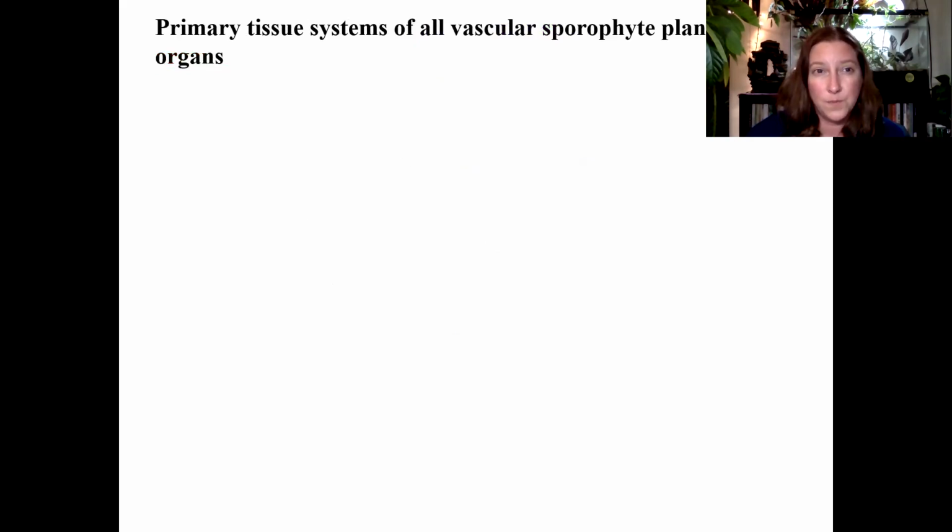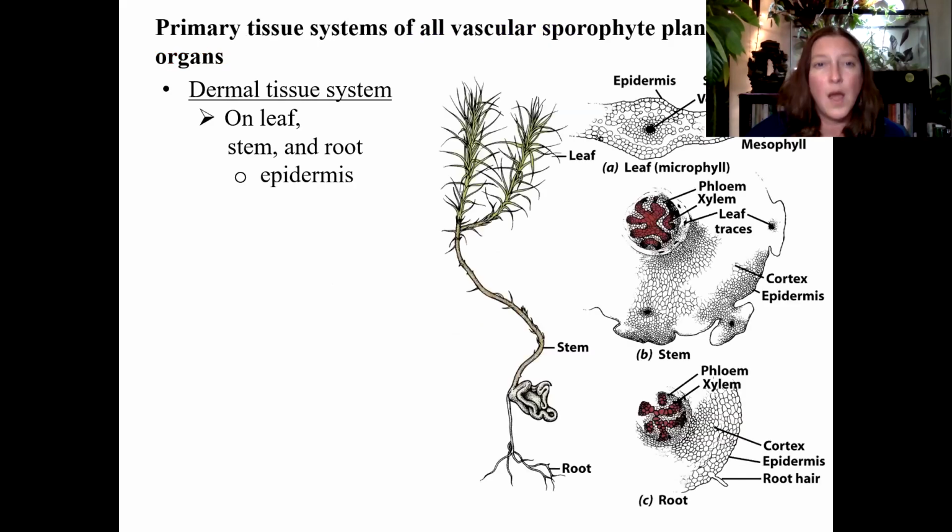Yeah, I was wondering where the rest of this slide was. Okay, that makes more sense. Right, so don't worry about the word sporophyte. That is left over from another class that I teach. And don't worry about vascular. Just worry about primary tissue systems of all plant organs. Just worry about that, okay?